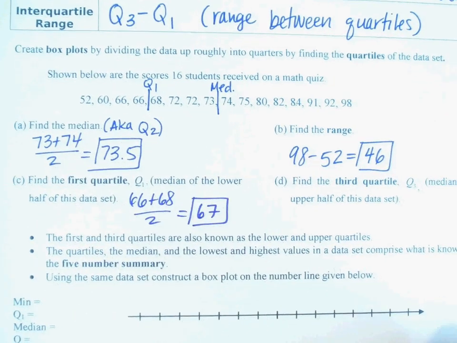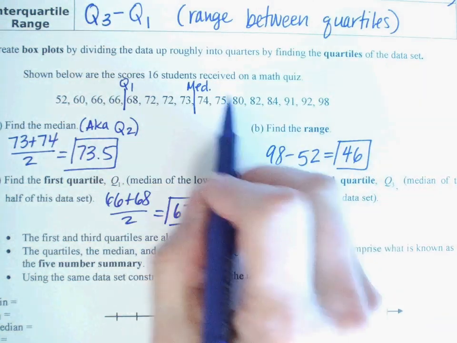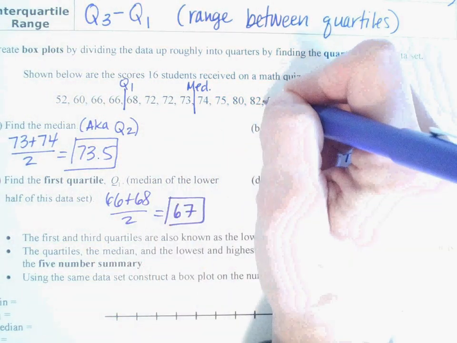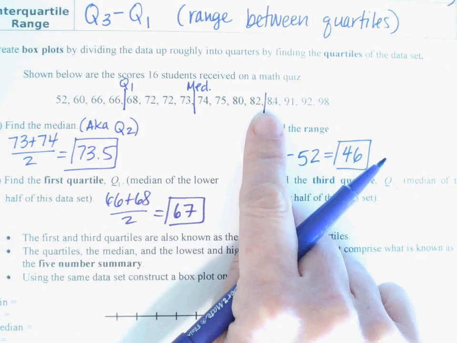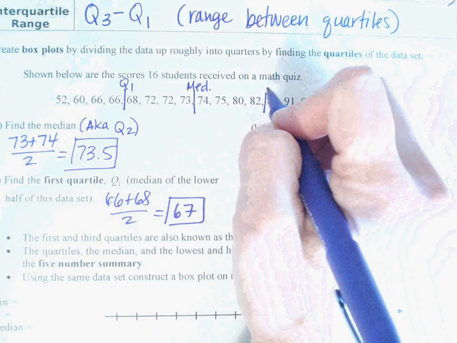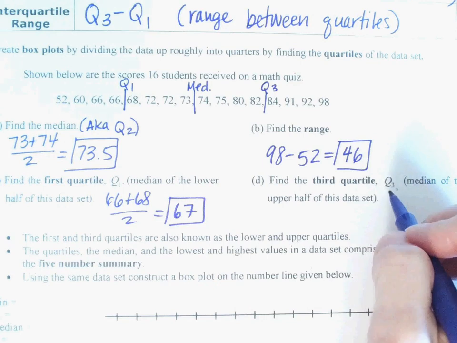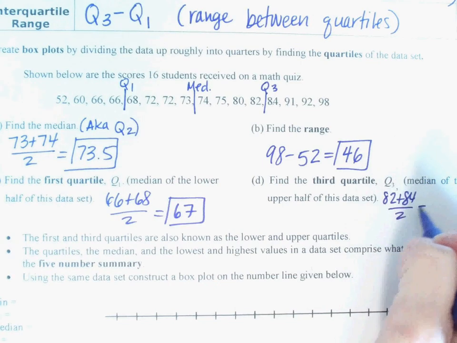Part D, find the third quartile. Same thing, halfway between 8 is 4, 1, 2, 3, 4. And if I had an odd number, let's say I had 5, then I have an exact middle number, and I'm going to use that exact middle number. In this case, I have even. So anytime we have an even set of numbers, we add them together and divide by 2. So 82 plus 84 divided by 2 is 83.